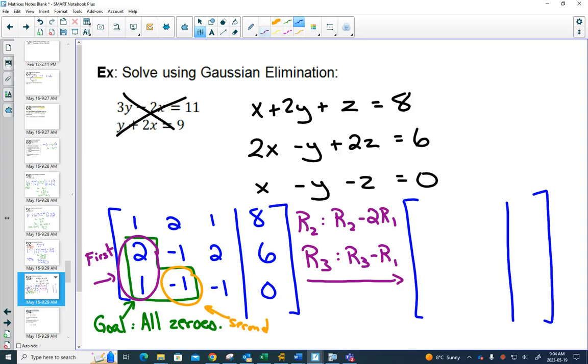I first look and decide, well, which row am I not changing? I'm not changing row 1. So I'm going to keep this as 1, 2, 1, and 8. Okay? Test your mental math skills. Can you take row 2 and change it by doing row 2 minus 2 row 1s? And then can you take row 3 and change it by doing row 3 minus row 1? And in this unit, you are not allowed to make mental math mistakes. Your happiness depends on it.